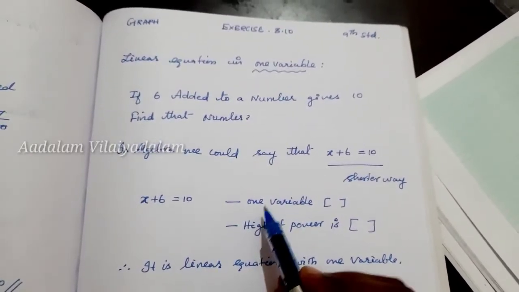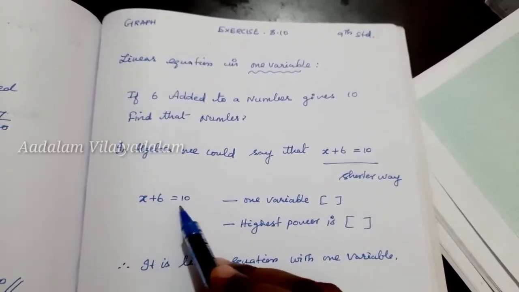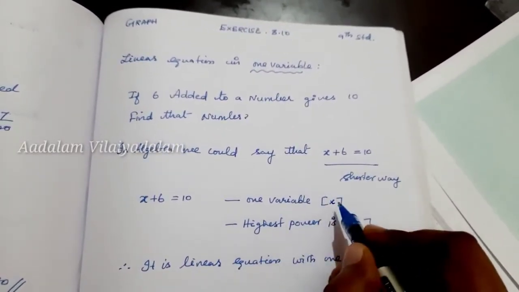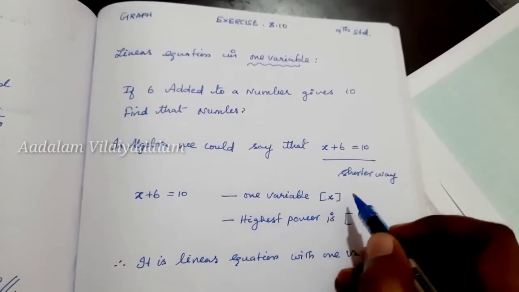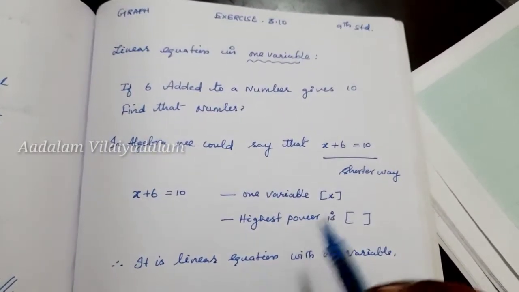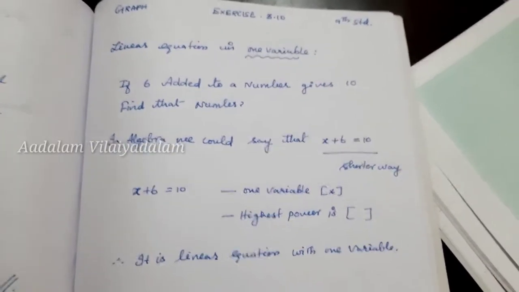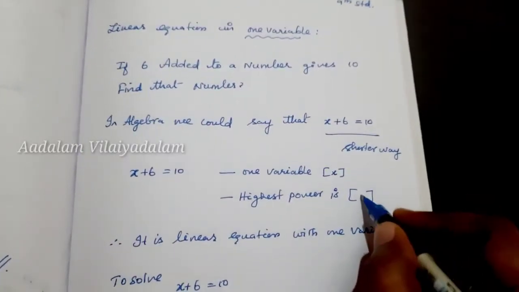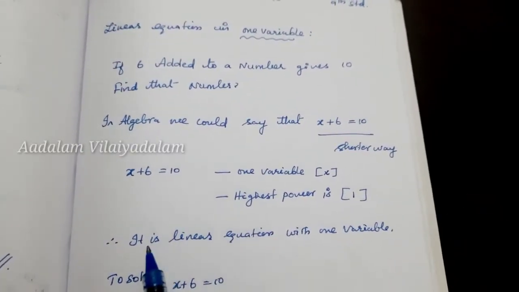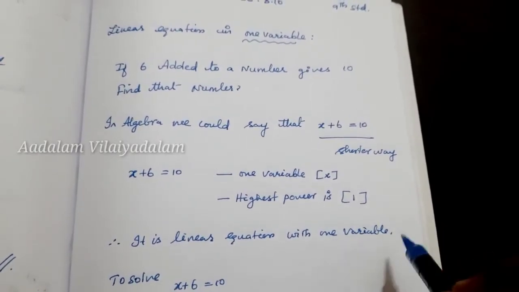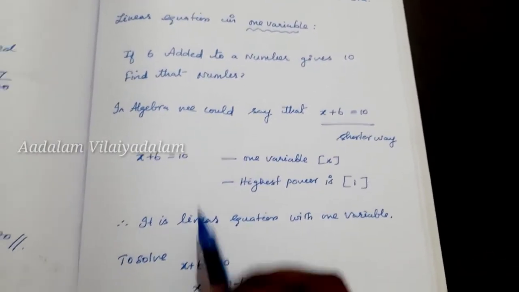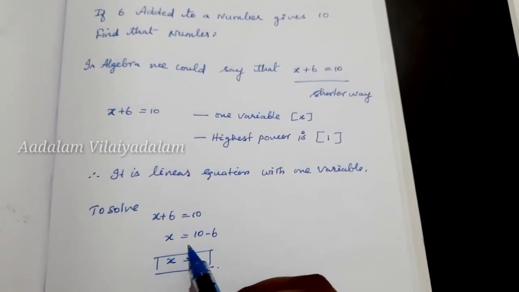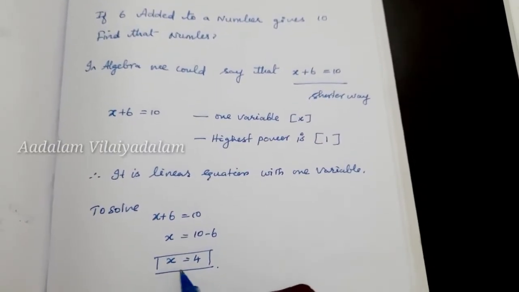In the equation x plus 6 equal to 10, x is the only one variable, and the highest power of the variable is 1. So we could say it is a linear equation with one variable. We can solve this equation: x equal to 10 minus 6, then x equal to 4.